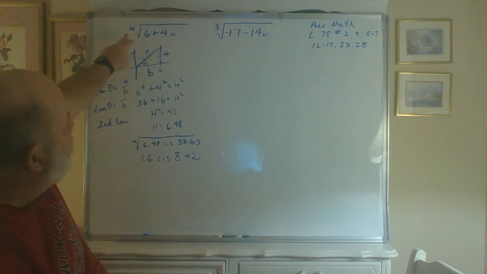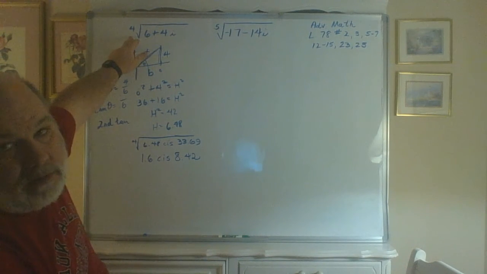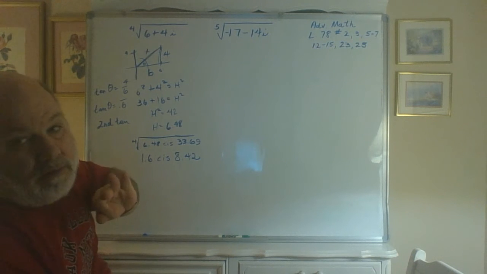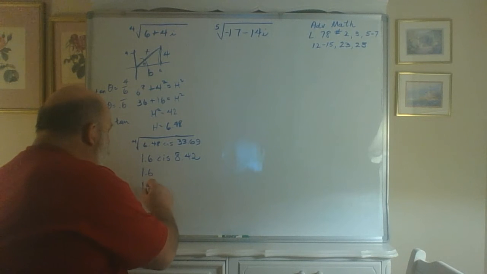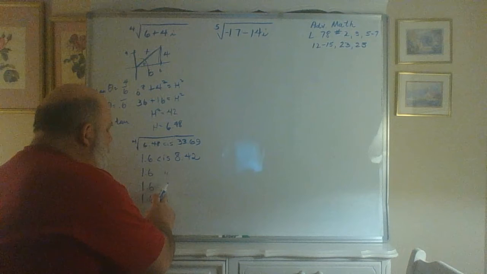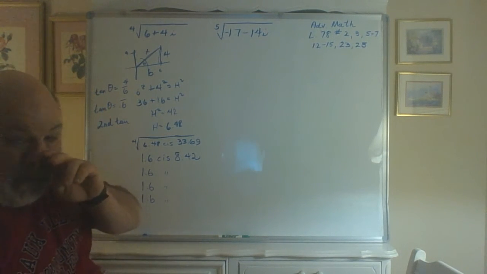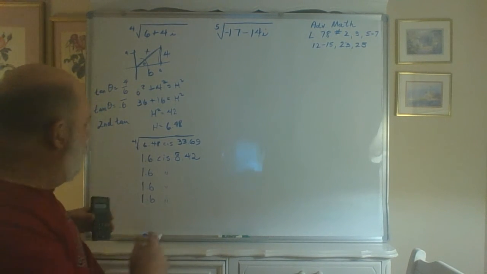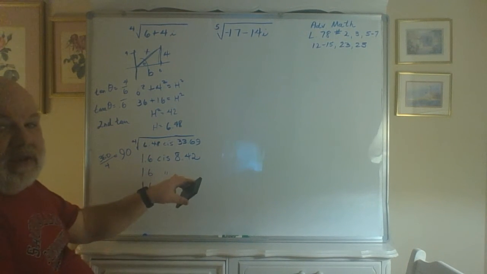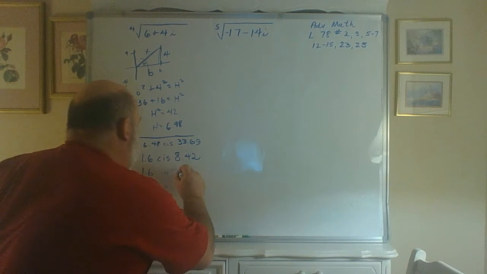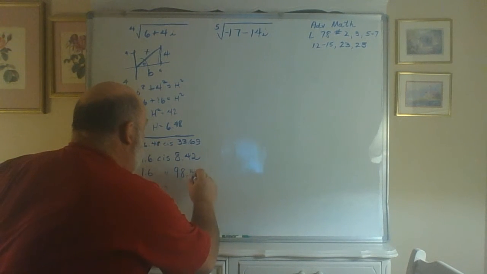Now, the problem said find the 4 fourth roots. In other words, we've got to find 3 more answers. Well, that's not hard. Every one of these other answers will be 1.6 cis. How do you find the other angles? Well, that's easy. I take the 360 degrees and I divide it by 4. That equals 90. I'm going to add 90 to this 8.42 to give me 98.42.